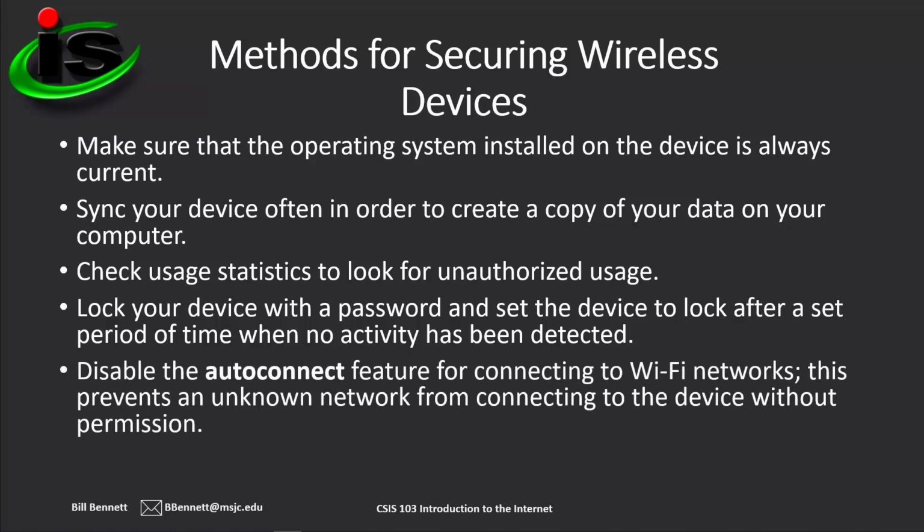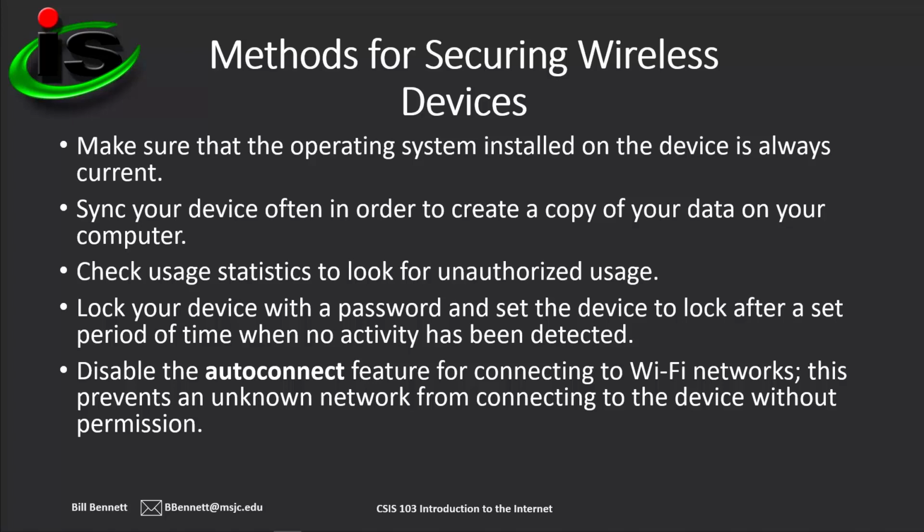Another precaution that protects a wireless device is to disable the feature that lets the device automatically connect to Wi-Fi networks when it's within range. This feature is sometimes called Auto Connect and is similar to the discoverable mode for Bluetooth-enabled devices that you heard about earlier in this lecture.